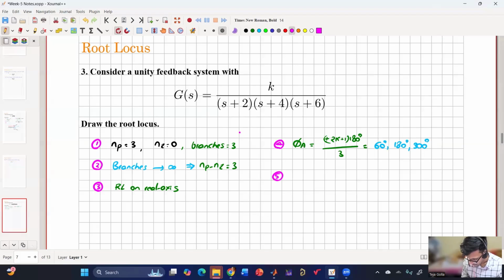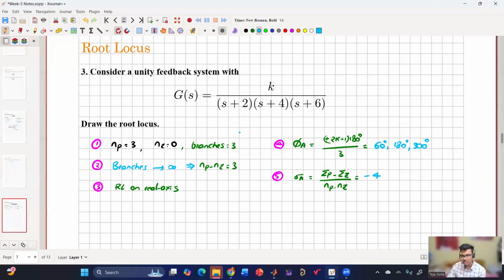Let us calculate the centroid also, which is sigma of poles minus sigma of zeros, divided by number of poles minus number of zeros. Not number of poles, summation of poles. 2 plus 2 plus... Again, the pole is not 2, the pole is minus 2. So it is minus 4, sir. Minus 4, very good.